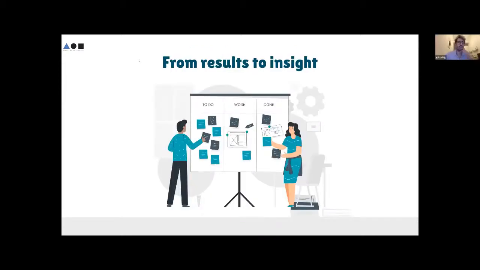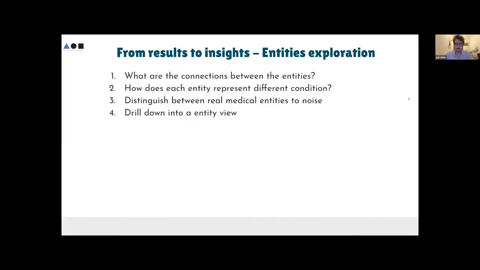Thanks, Michael. Hernan and Michael have presented all of the work that we did so far. But then we found ourselves in another situation. We wanted to do more. We wanted to know what the connections between those entities are, and how those entities represent different conditions. After all, we have 78 conditions in the data.